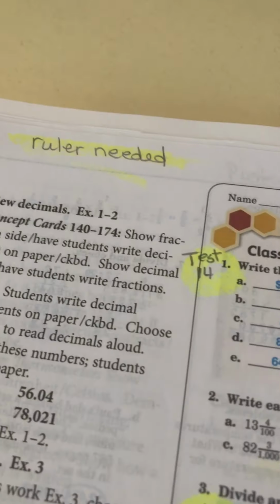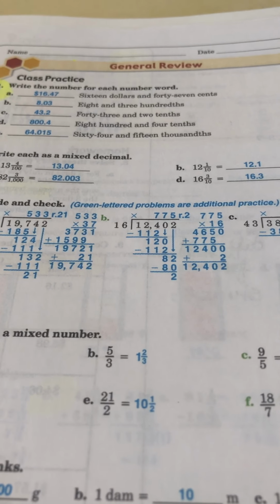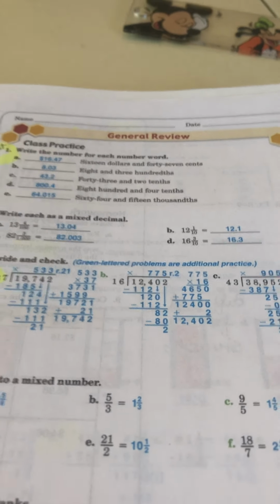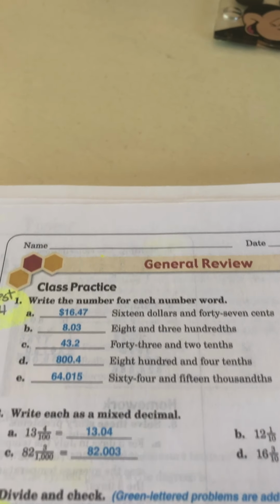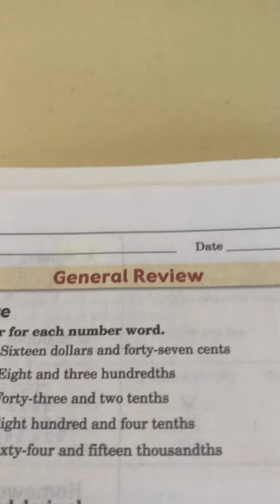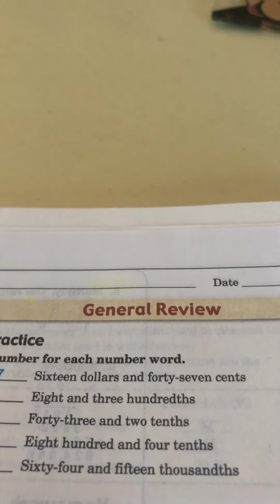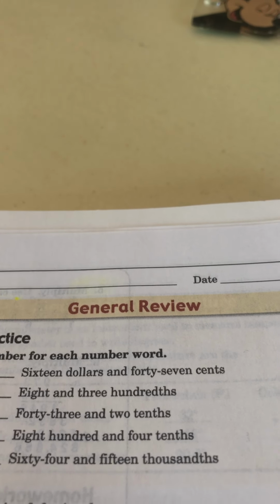I'm going to flip my camera around and we are going to start our lesson. Okay, today is general review. You will need a ruler, ruler needed, okay? And this is all stuff you've done before, so I will go very quickly and then we're going to talk about what's going to be on the test tomorrow. So you guys are going to write the number for each number word.